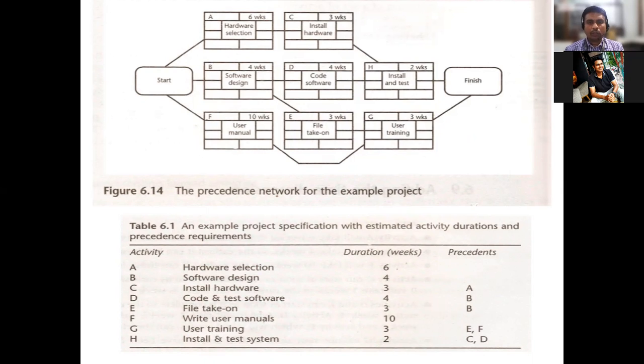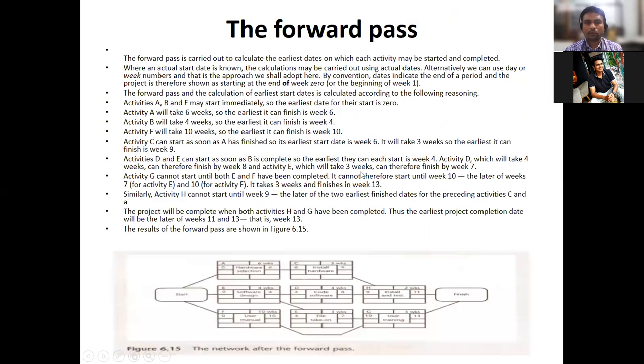Right. Now, once you complete this, the next step is applying the forward pass mechanism. The forward pass is basically carried out to calculate the earliest dates on which each activity may be started and completed, which is the earliest start date and earliest finish date. So that we need to identify, and for that the forward pass is used. Where an actual start date is known, the calculation may be carried out using the actual dates, based on the actual date which has been given.